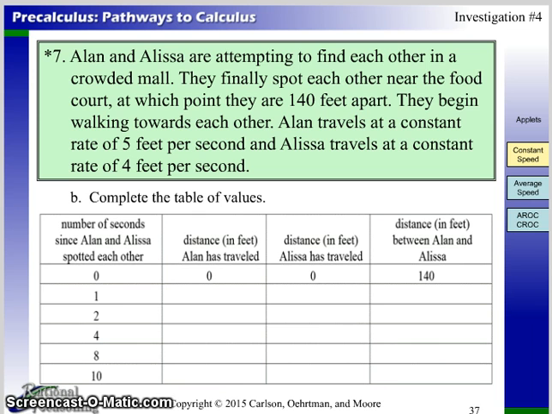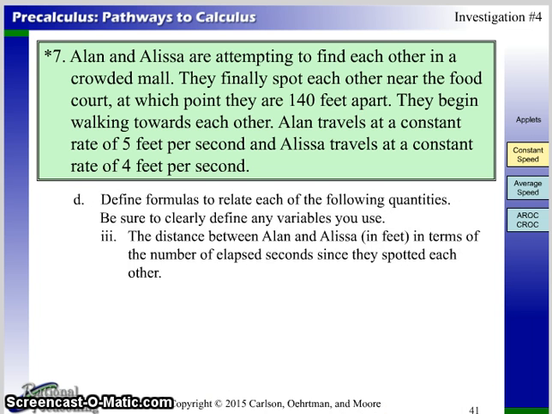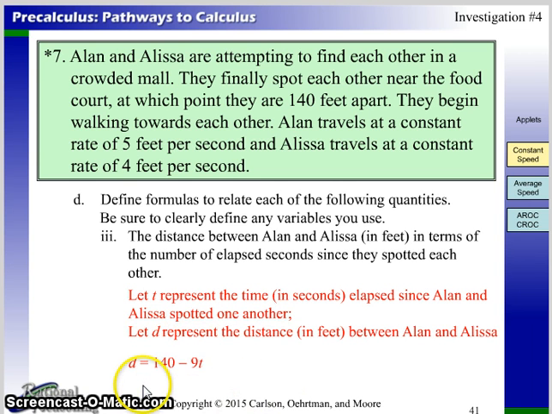Okay, so if we fill in this chart again, 140 minus 9 times 1 is 131. 140 minus 9 times 2 is 122. 140 feet minus 9 times 4 would be 140 minus 36, or 104, and so on. You can pause there maybe and check. And I'm now flipping back to where we were, where you can check this formula.